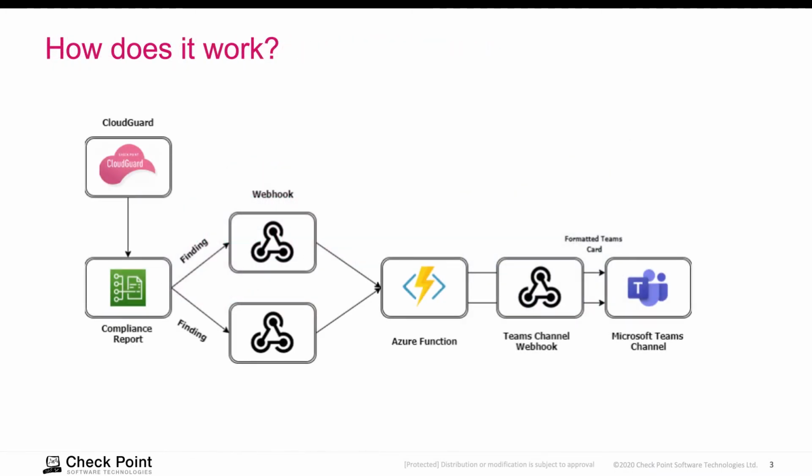Now, how does it work? This connector runs as an Azure function and provides a webhook URL for CloudGuard to send alerts to. This provides simple connectivity to Microsoft Teams as it sends alert information as cards into a Teams channel.